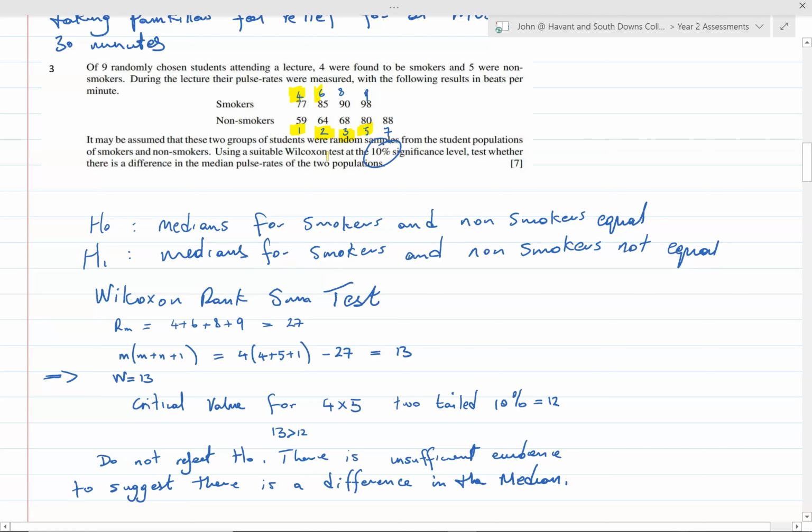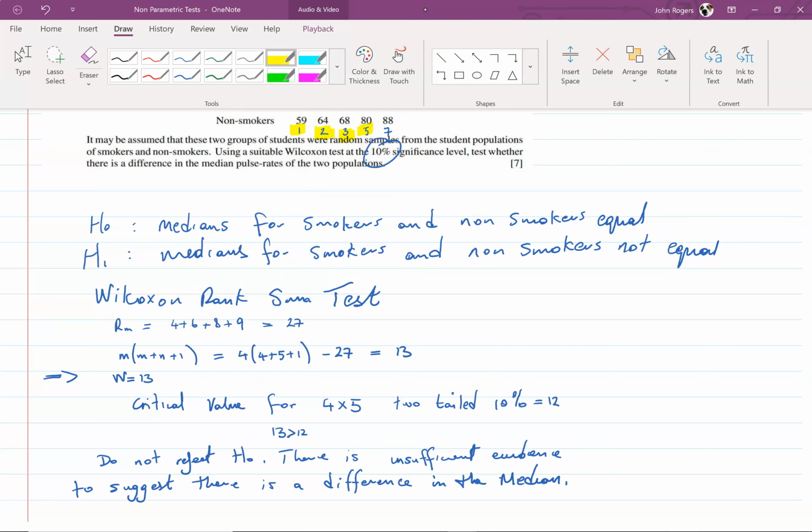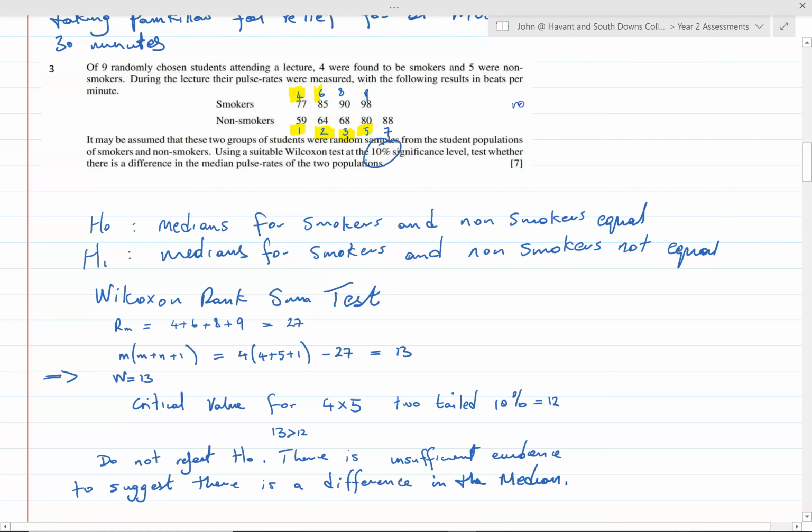So what we do then is work out the RM value, which is the sum of the ranks of the smallest sample. M is the smaller one, so in this case M equals 4 and N equals 5, and RM is the sum of the ranks, so it's the sum of these numbers here.